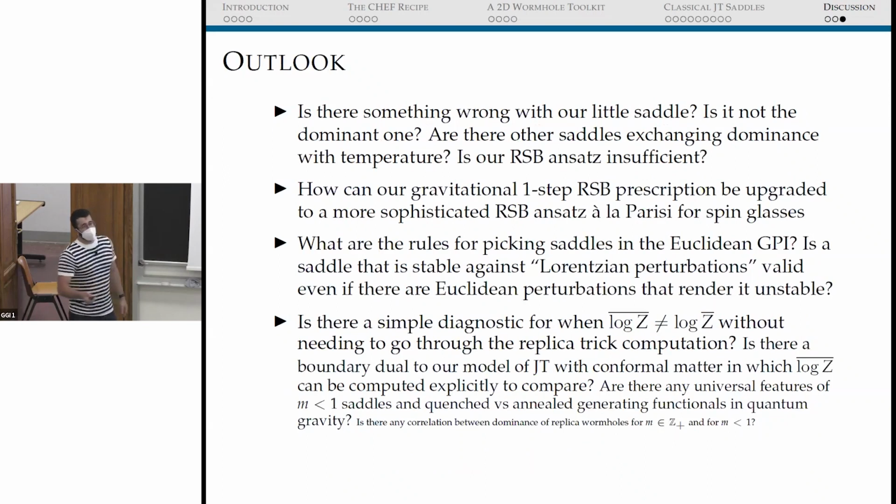And there remain lots of open questions. So you can read them in your free time and tell me what you find. I'll be very interested. Let me read a couple of them. So is there anything wrong with the saddle we found? Maybe that's not actually the dominant one. There's some other global minimum. Or maybe there's some exchange with other saddles that depends on temperature, or maybe it depends on going to M smaller than 1/2. That just gets tricky numerically, but maybe some better analysis would work.